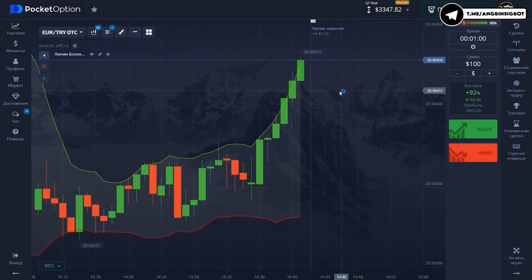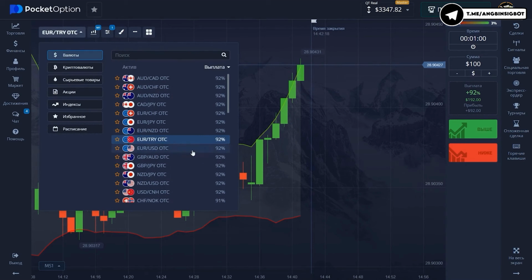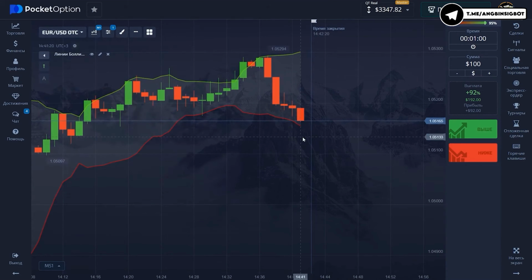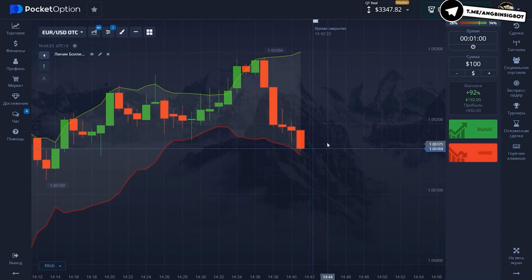So let's find another situation, this time for a downward trade. We entered for an upward trade. Now let's place an order for a downward trade.